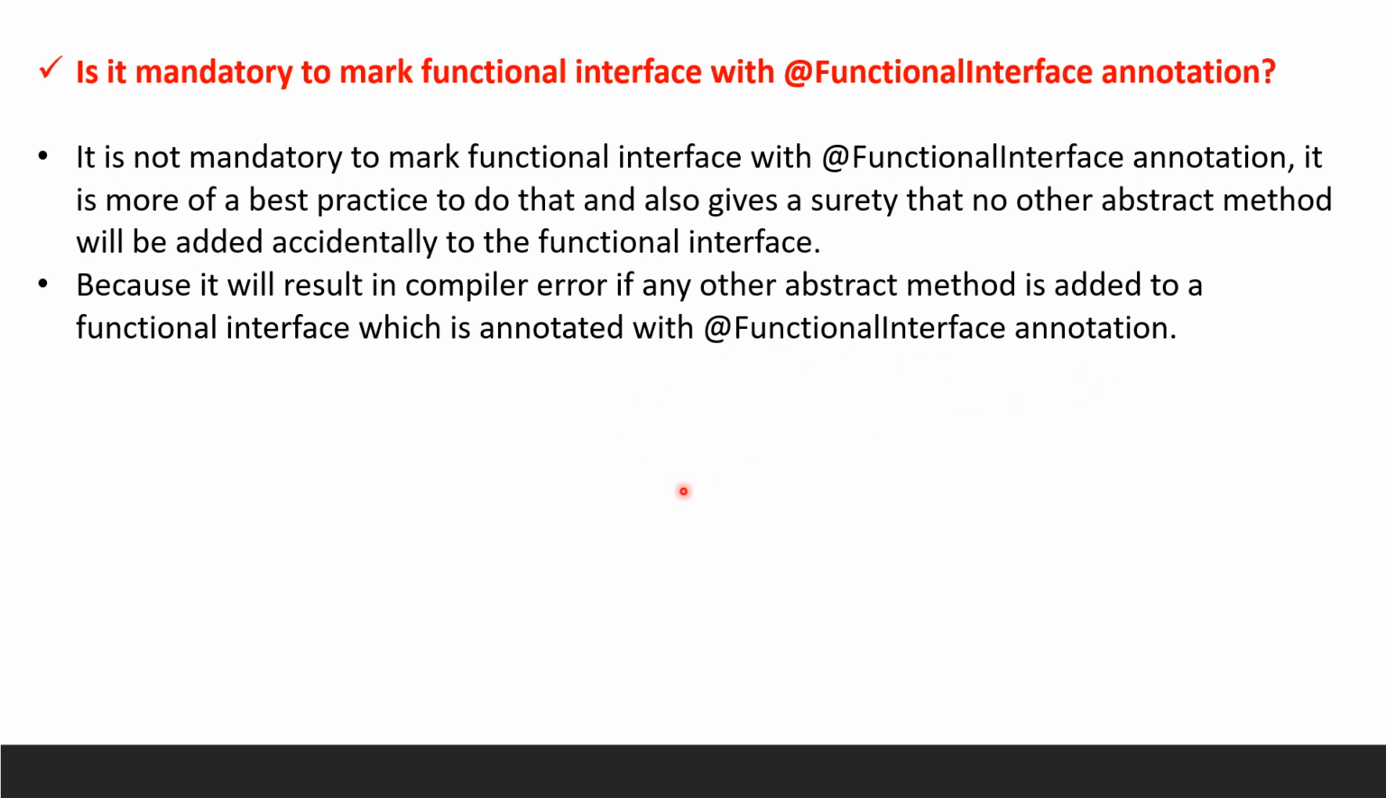So if you annotate that particular interface with the functional interface annotation, then even if you mistakenly add another abstract method, the compiler will warn us that the functional interface should not have more than one abstract method. The correct message it will show. So to make sure that no other abstract method is added, it is a best practice to annotate the interface with the functional interface annotation.